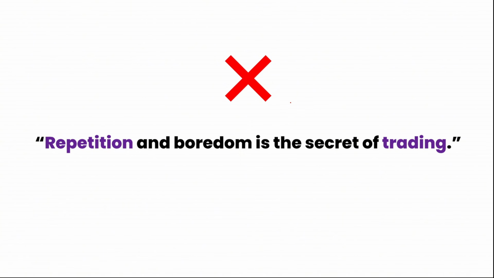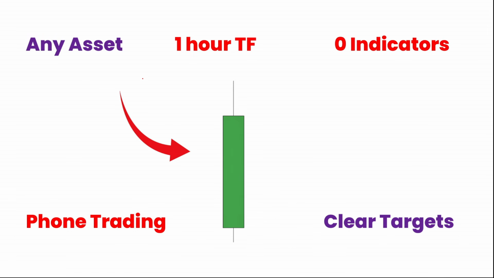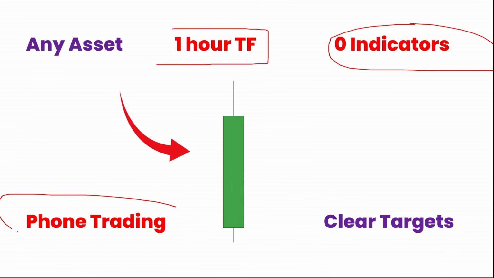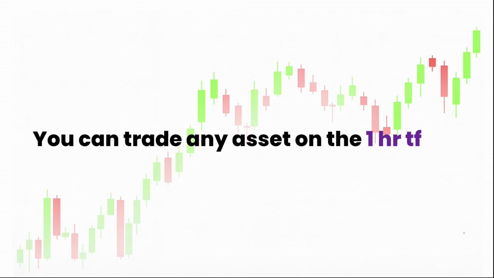Everything worth doing requires patience and discipline. And remember, repetition and boredom is the secret of trading, nothing else. This strategy will work on any asset, but on the 1 hour time frame, 0 indicators, also can be traded over the phone, and has clear targets, that is for exits as well as entries. All you need are the next steps for you to trade any asset on the 1 hour time frame.